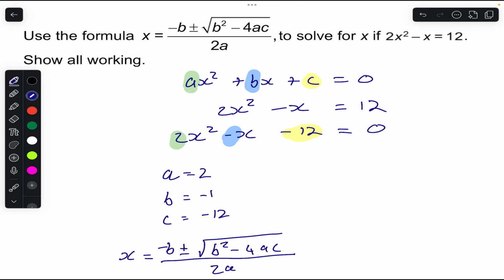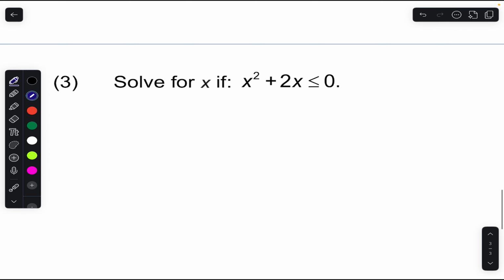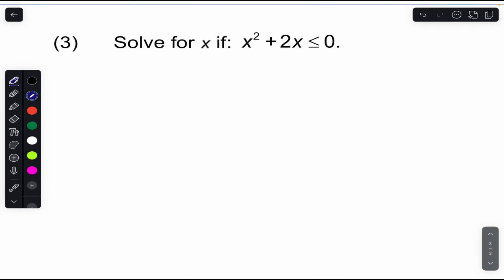Hey everyone, in the previous video we looked at how to solve a quadratic equation using the quadratic formula. Today we are going to look at how to solve for x if we are given a quadratic equation as an inequality. So in today's lesson we are solving a quadratic inequality step by step. We are given x squared plus 2x is smaller or equal to 0. The first step is we'll factor it, then we will find the key values and figure out where the inequality holds true. So let's dive in.